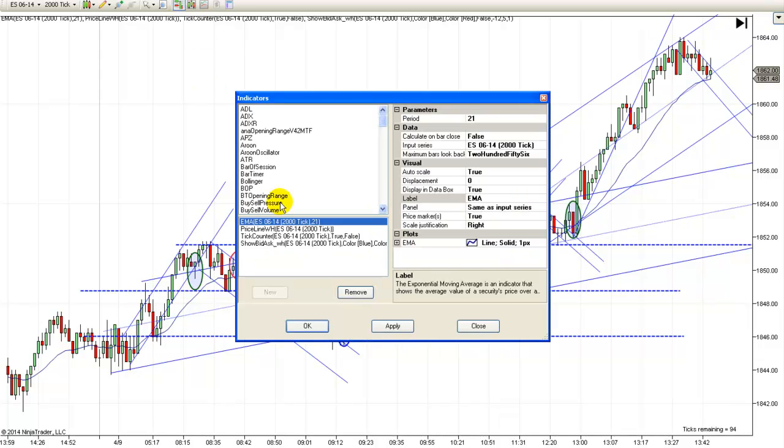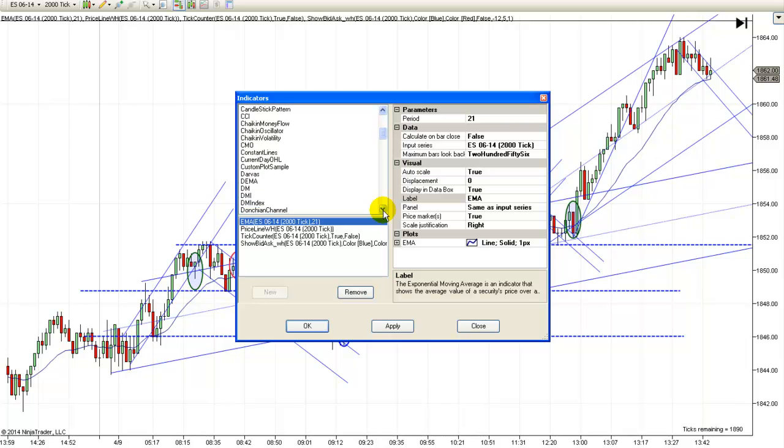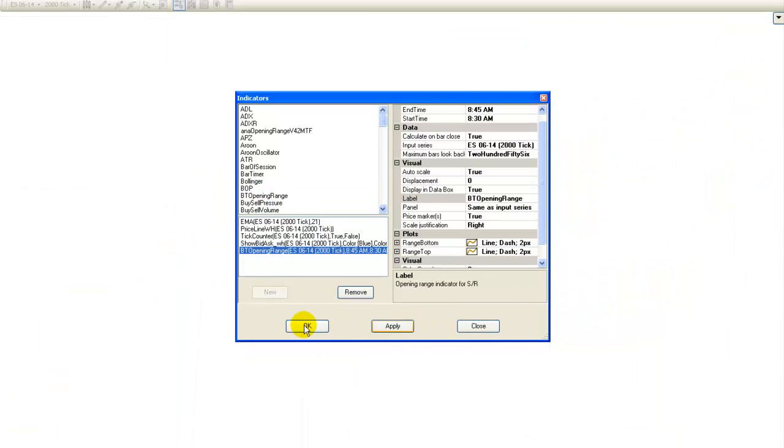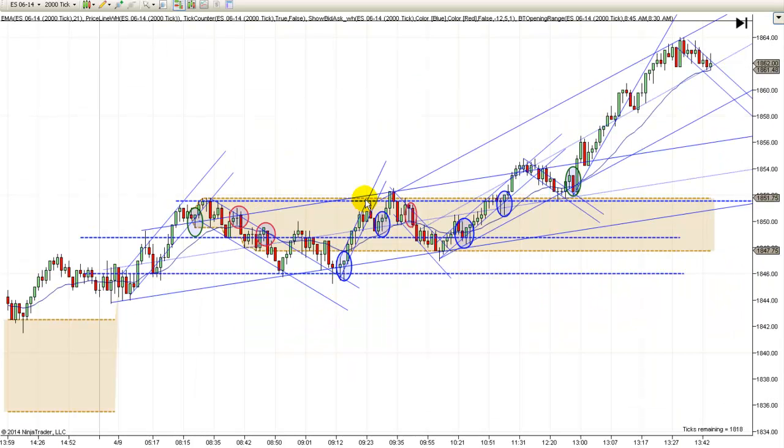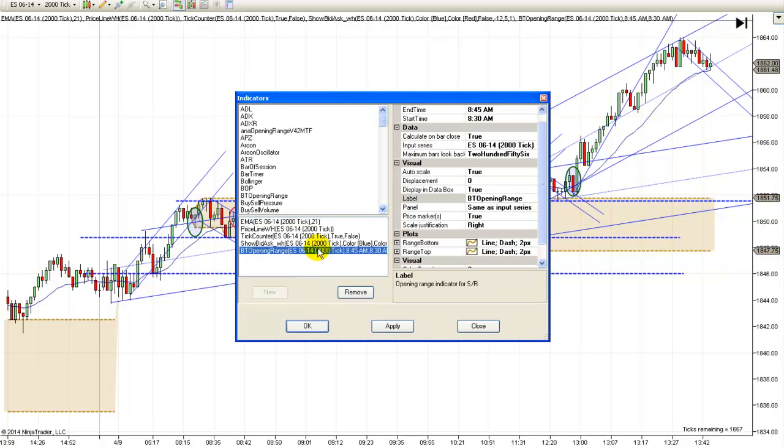Again, if you're interested in that, what's it called? BTO open range. There it is. And you can see that there. Pretty close to that midline that I gave you. This line's pretty much right on. So it's interesting, it may help some of you.